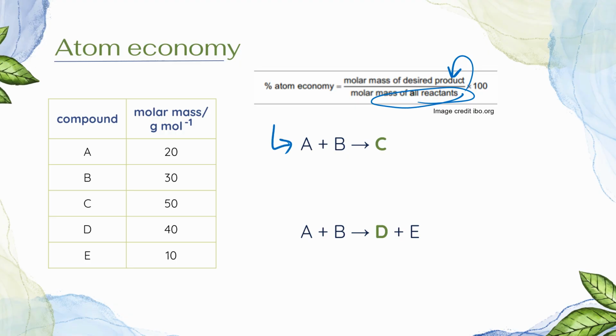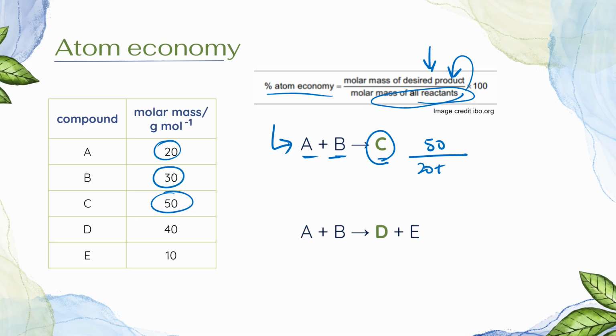Let's say that we have A and B as my reactants and we're producing desired product C. If I use my percent atom economy equation, I'm going to put the molar mass of my desired product C, it's 50 grams per mole. I'm going to divide that by the sum of the masses of all the reactants, A and B. A is 20 grams per mole and B is 30. So I'm going to do 20 plus 30. Of course, that is equal to 50. And then times 100 to turn it into a percent.